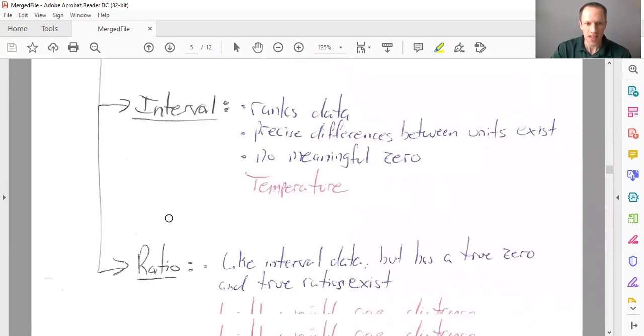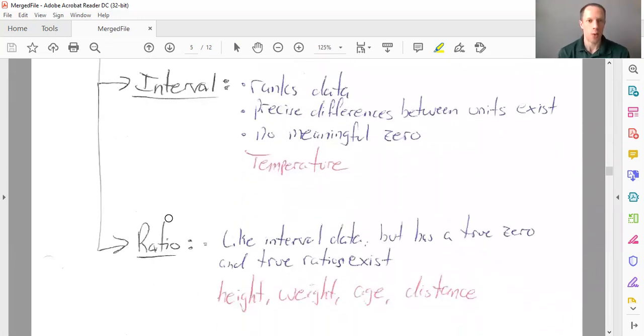Interval data and ratio data, these tend to be quantitative data. And the main difference here is that if the number 0 really means nothing, then you're dealing with ratio data. But if the number 0 doesn't necessarily mean nothing, then you're dealing with interval data. Okay, so we would say that interval data has no meaningful 0, where ratio data does have a meaningful 0 or a true 0. So let me give you some examples to help you see the difference here.